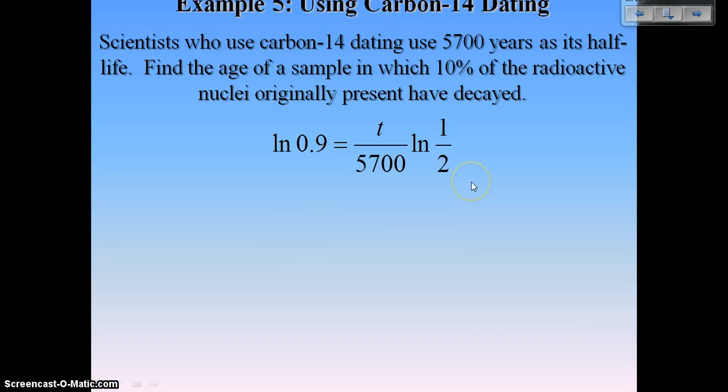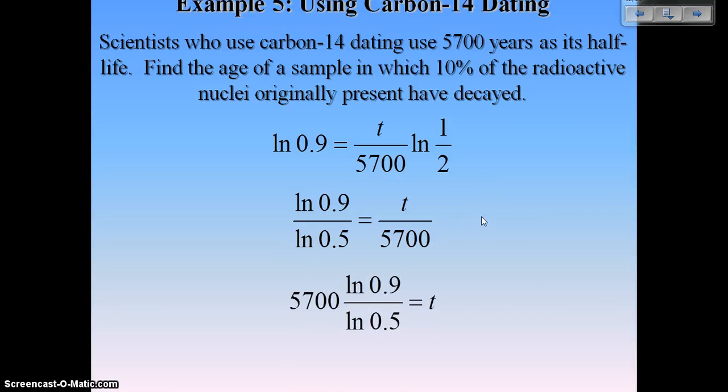I took the natural log of both sides, although with your TI-Nspire you can do the log base 1/2 if you wish, it doesn't matter. And then I'll divide by the natural log of 1/2. I'll multiply by 5700, and then you'll want to put all that into your calculator: 866 years.